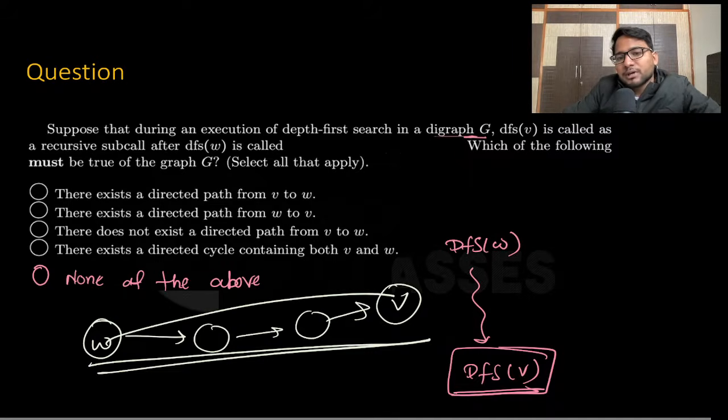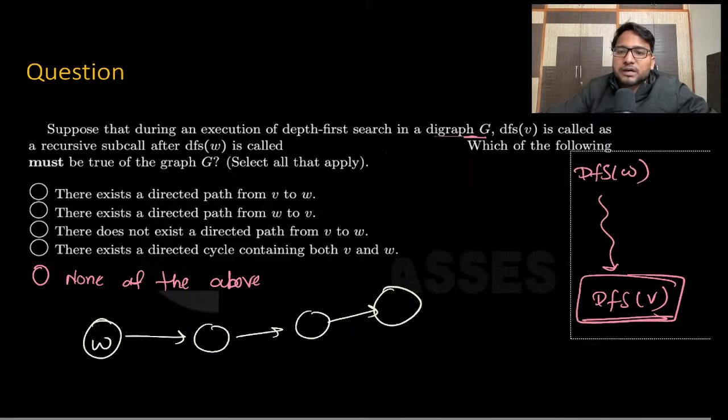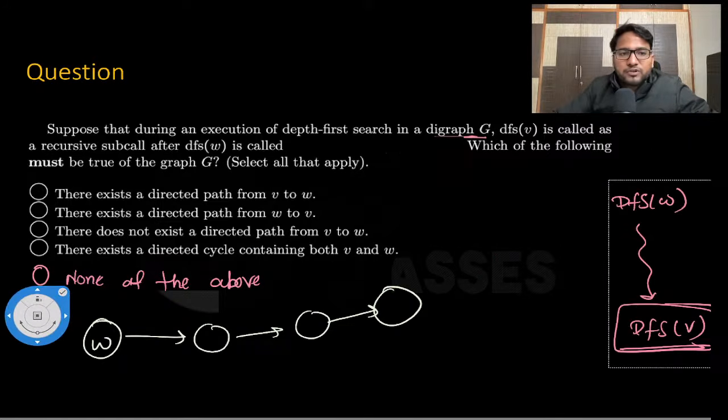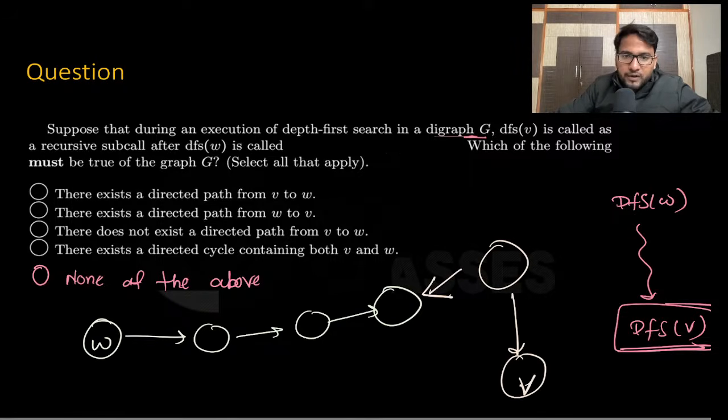But let's suppose this DFS of W has returned, and in fact there is a different component which is like this. This is V. Can you say there is a path from W to V? No, right? In this case you can't say.